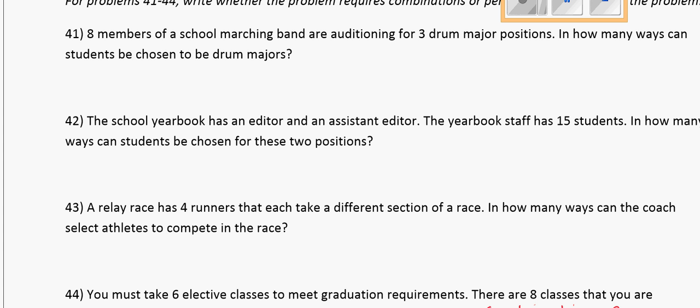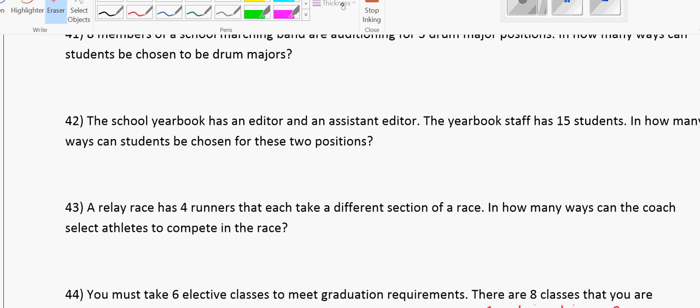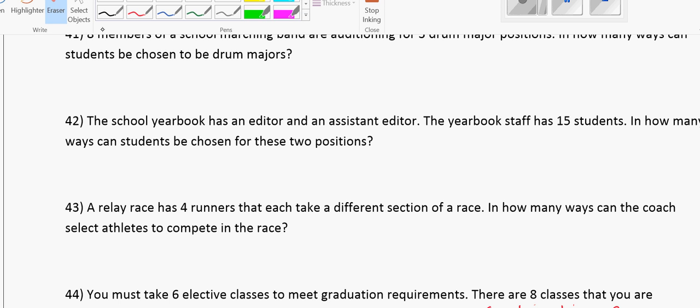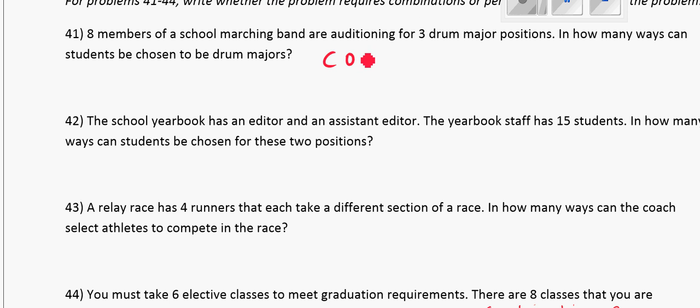or a permutation? And the way you decide that is if order matters. So if you look at problem 41, 8 members of a school marching band are auditioning for 3 drum major positions. We don't care what major position they end up in. Any of those 3 is a major position. So in this case, we're going to say this is a combination. It's a combination. And so it's just going to be 8C3, which is 56 different possibilities.